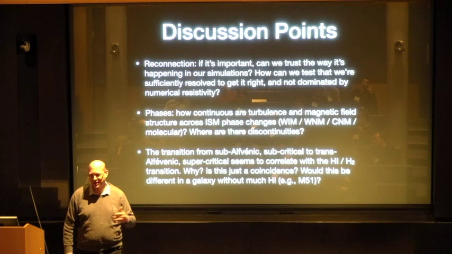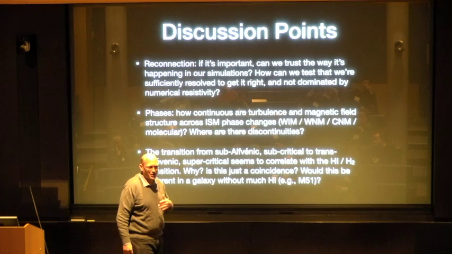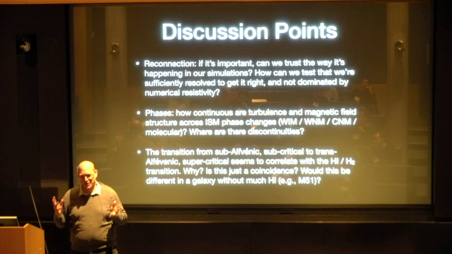Do I just continue to be an idiot and run at higher and higher resolution until the answer stops changing? Or do I know I've gotten the turbulent reconnection right when some criterion is satisfied? That's what I'm looking for. How can I, as an idiot, not publish stupid things?